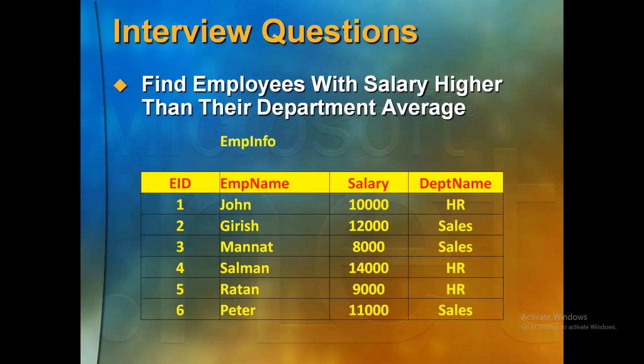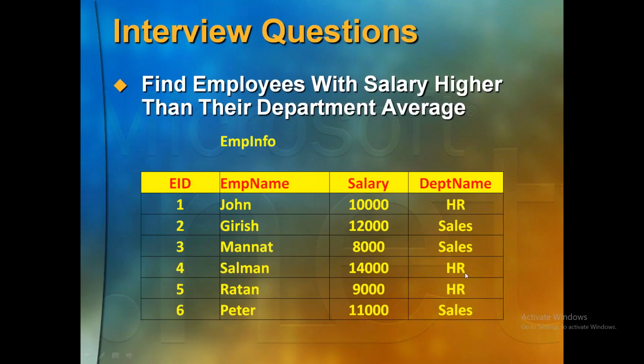See, this is one beautiful question people asked the other day. Find employees with salary higher than their department average. So I have John, who is getting 10,000 per month. Girish is getting 12,000. Manath is getting 8,000. Salman 14,000. Ratan 9,000. Peter 11,000. And these people work in HR and sales departments. Find employees with salary higher than the department average.